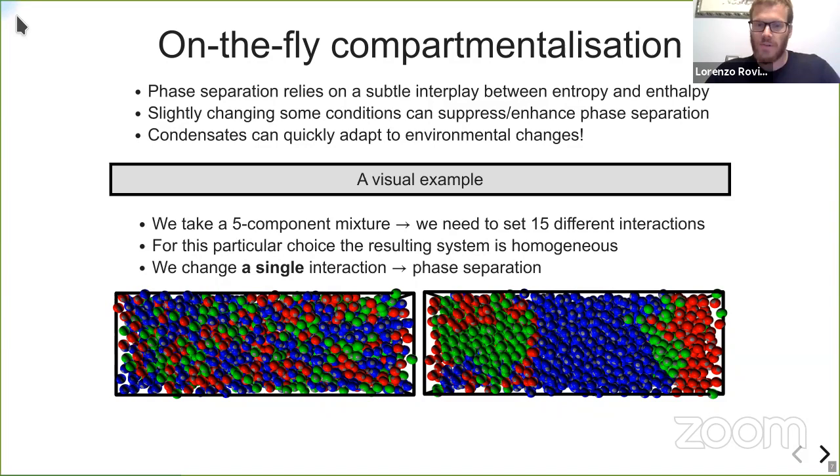So you have phase separation. This is quite a small change, okay? And this is the point. I could change back the interaction to what it was before, and it would re-homogenize, okay? So that's the point. You can do on-the-fly compartmentalization.